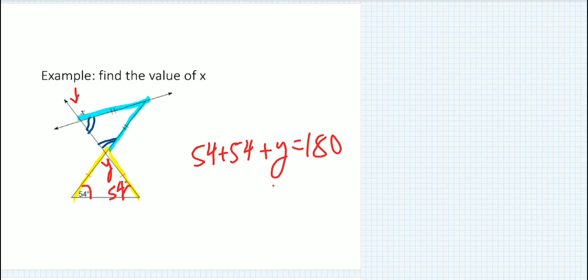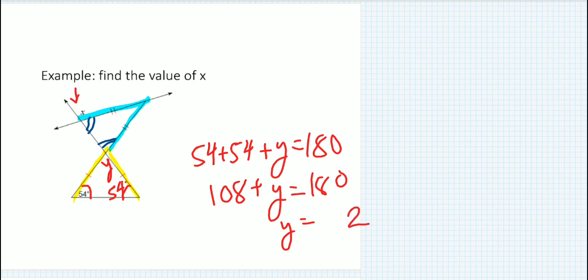I can go ahead and solve that by combining like terms. I think what is that, 109? No, 108, right? 108, and then we subtract 108 on both sides. So that is equal to, what is that, 72? Yeah, 72 degrees. So we know that this one right here on the inside, where it had y, is equal to 72 degrees.